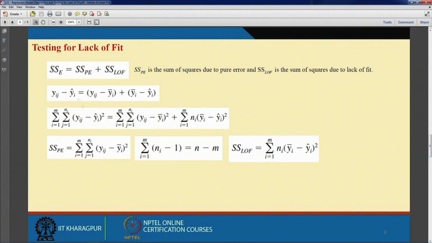Now see this slide. Sum of squares pure error is the sum of (y_ij minus y bar) squared, and you have n_i observations at the x_i level. As there are m such levels, the total number of degrees of freedom available for pure error is n minus m, and lack of fit you get from this formula. So now lack of fit is computed.